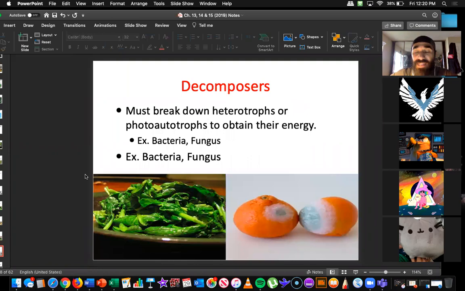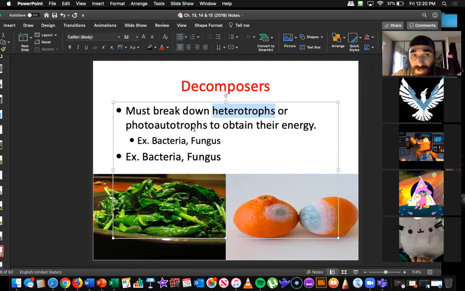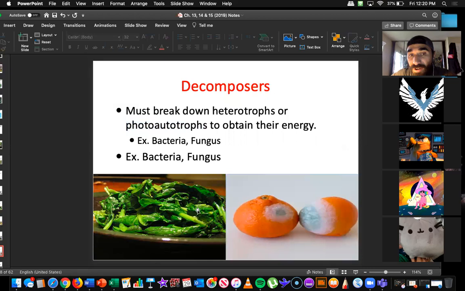Lastly are the decomposers. Decomposers are things that break down all the other living things. So they break down the heterotrophs. They break down the photoautotrophs, right? Meaning they are the bacteria that is breaking down the spinach. They are the fungus that's breaking down this little orange here, okay? So those are the producers and the consumers. Any questions about those guys? Because I've been saying a lot. Any questions about those?